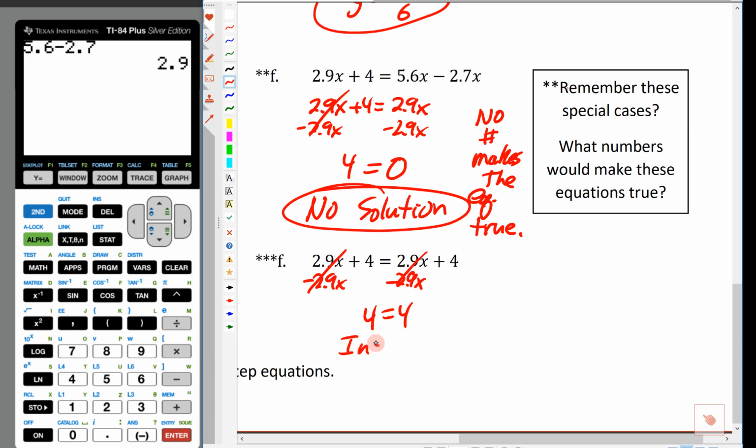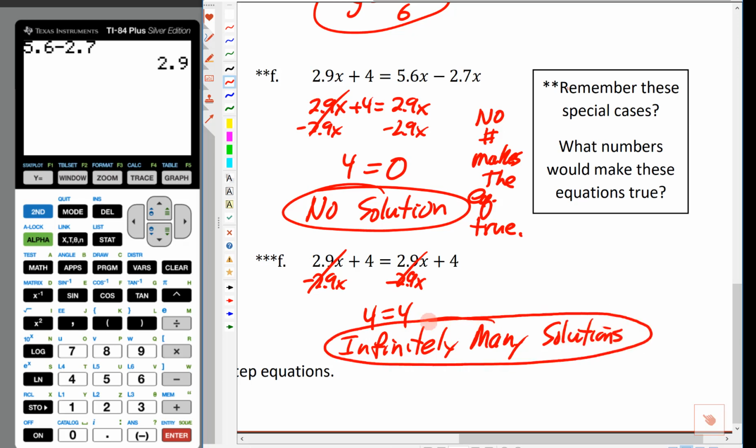So what we say is there are infinitely many solutions. Infinitely many solutions. So that is the answer. We'll go ahead and circle that. Any number will make this equation true. Anything you plug in there would make that true.